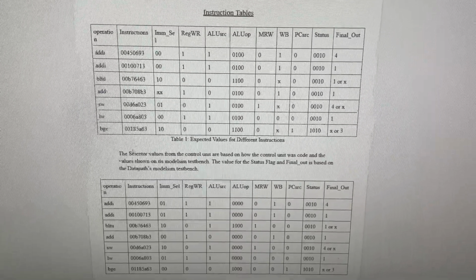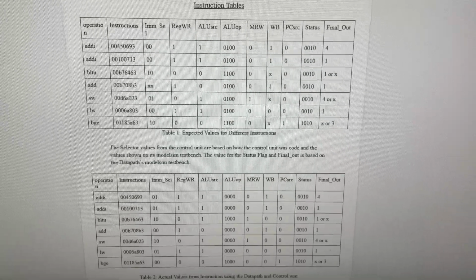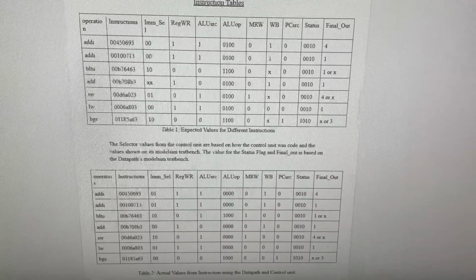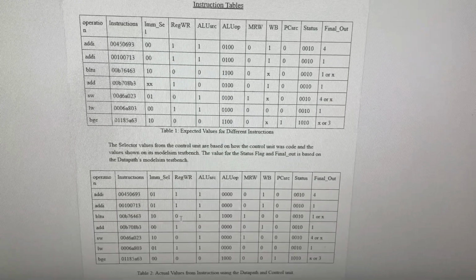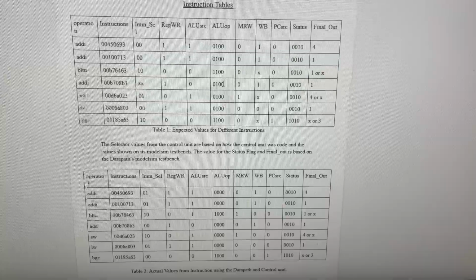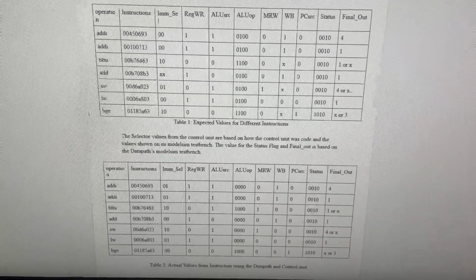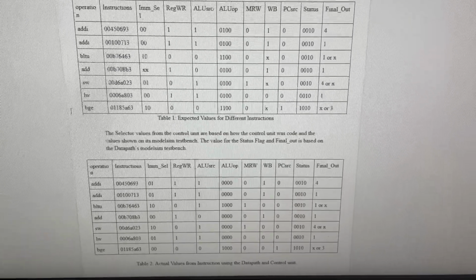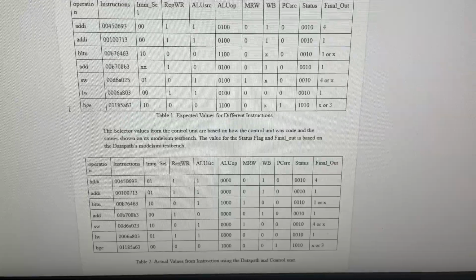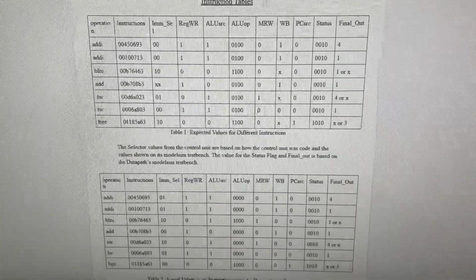The instructions or the select is different on the expected from the actual, and that also changed the regular write read, or that also changed the ALU op as well. That's what it changed. So the reason for that is because the selector values and the control units are coded differently. Our outputs ended up working exactly the same.